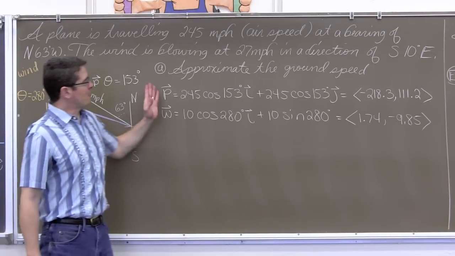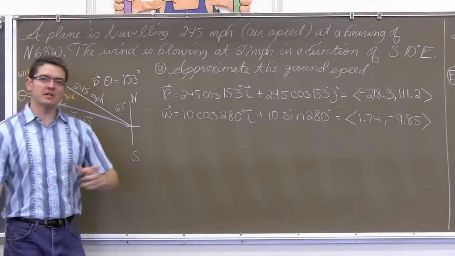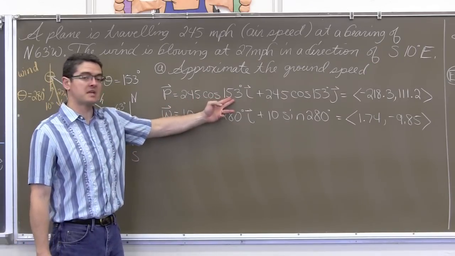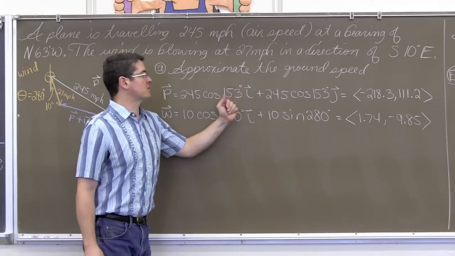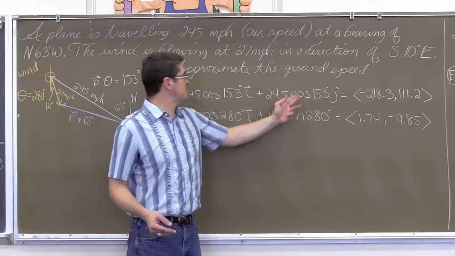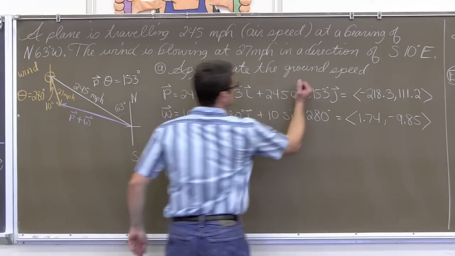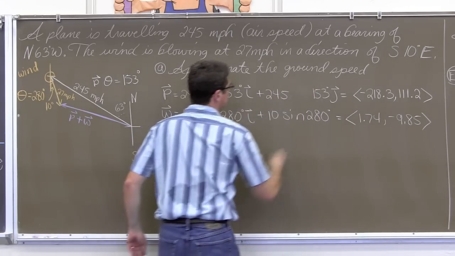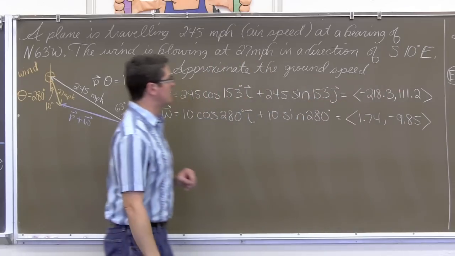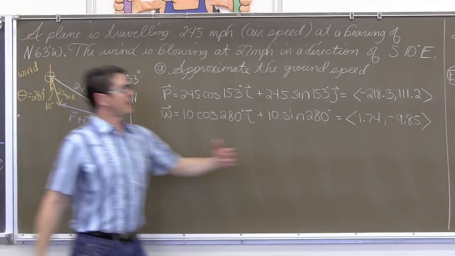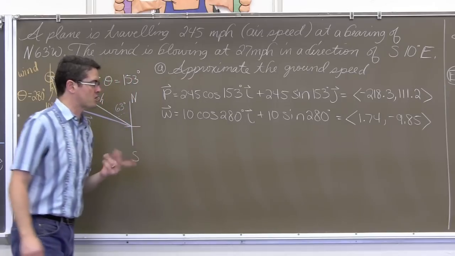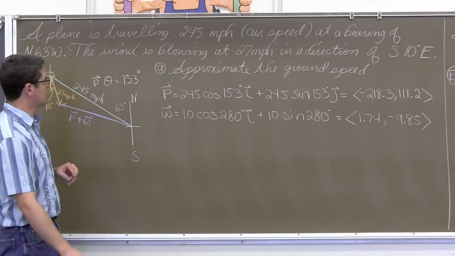So to go from our magnitude and direction into our horizontal and vertical components, again it's the magnitude of the vector times the cosine of its angle times vector i, the horizontal component, plus 245, the magnitude of the vector, times the sine of the angle, and we get the horizontal and vertical components of negative 218.3 and 111.2. I'm using my shorthand notation here. Well, not mine, but my old textbook's shorthand notation, because I'm getting tired of writing i and j all the time.